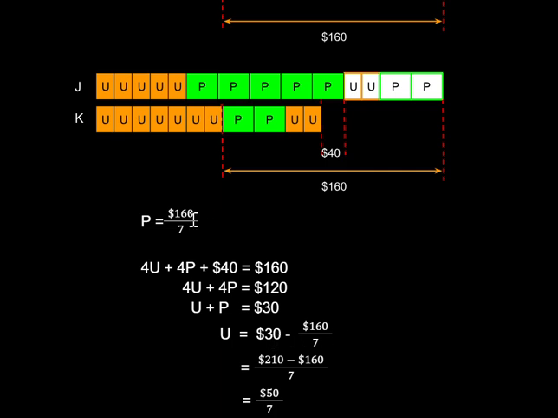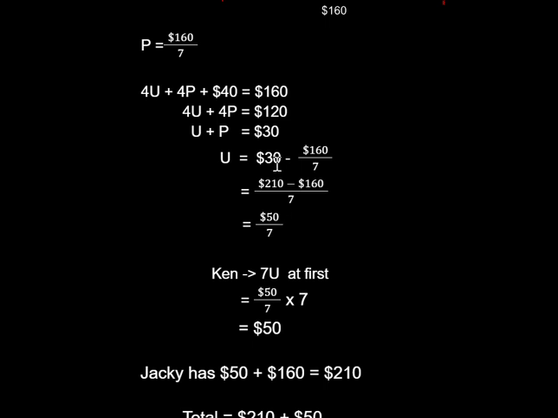What is P? P is 160 over 7. So when I solve it in fraction, $30 minus 160 over 7, 30 times 7 will give me 210. So 210 minus 160 over 7 is 50 over 7. This is my U. You realize I remain in the fraction.